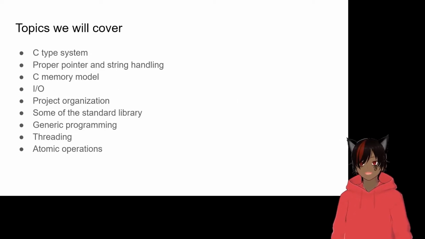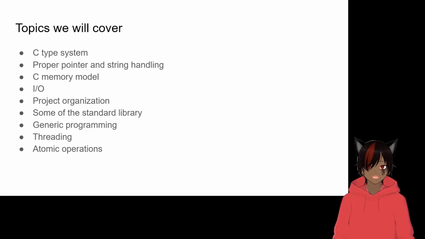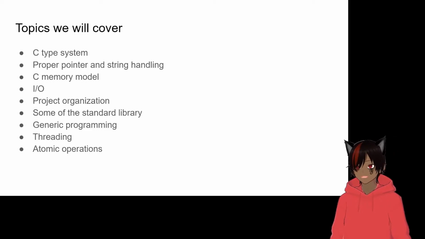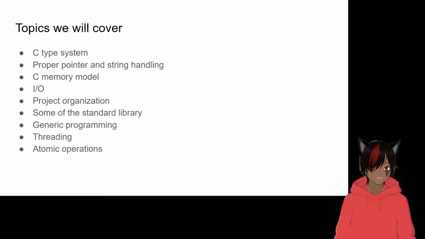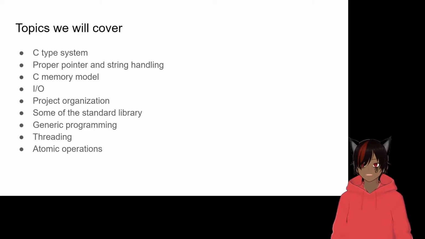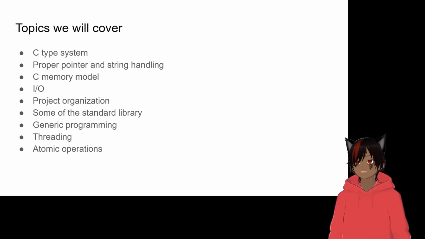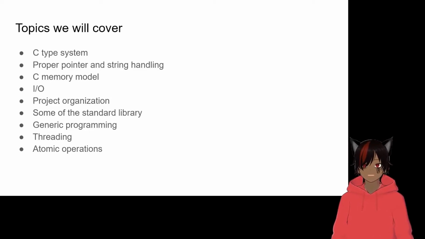So here are some of the topics we're going to cover. We're going to be covering the C type system. I think that's quite important. Pointers and strings, and the minefield that those are in C. The C memory model, how to do buffered I/O, project organization, bits of the standard library that I think are important, how to do generic programming in a language that doesn't have generics like you might be used to, and how to deal with threading and atomic operations.